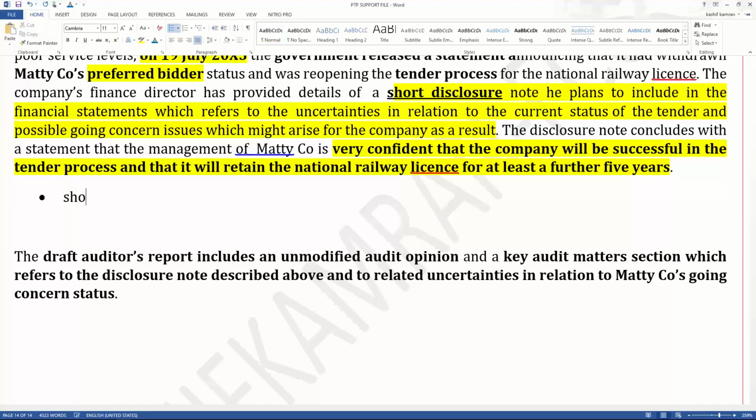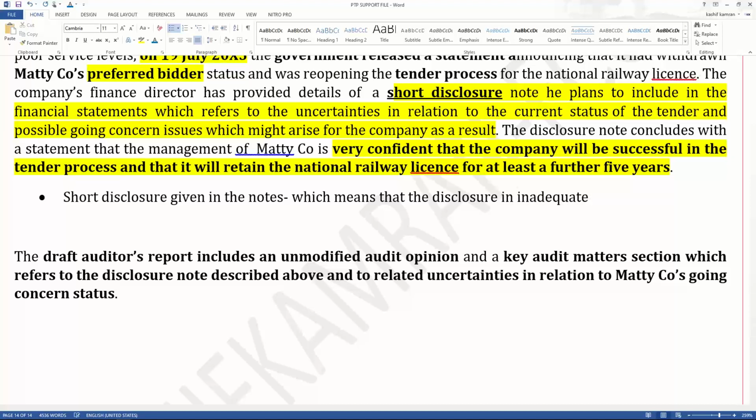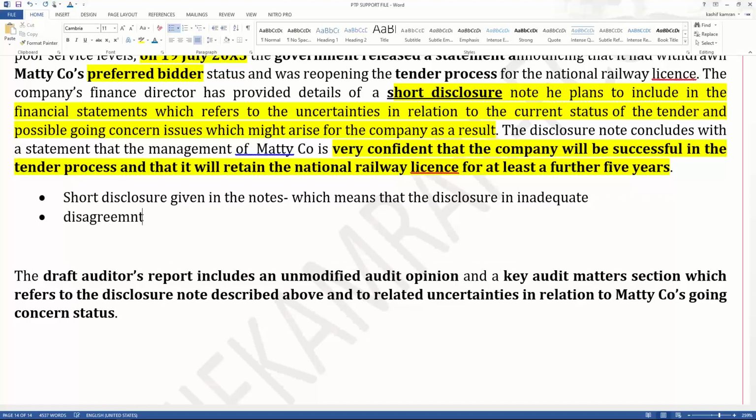Firstly, there was a short disclosure given in the notes, which means that the disclosure is inadequate. So if the disclosure is inadequate, there is a disagreement between the auditor and the management. Will the auditor agree to the inadequate disclosure? The short disclosure given in the note means the disclosure is inadequate, and definitely that will mean that there is a disagreement between the auditor and the management.